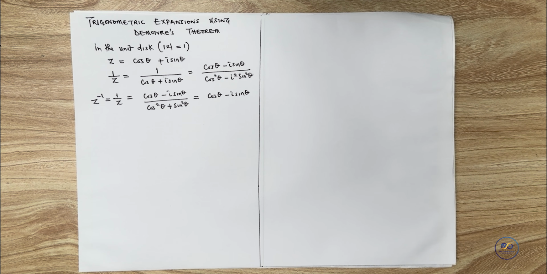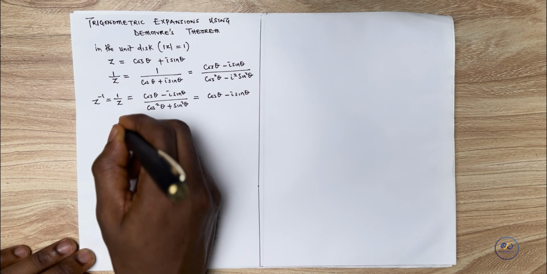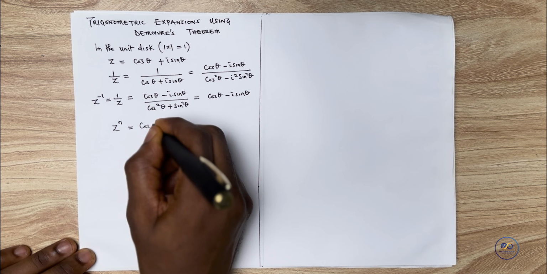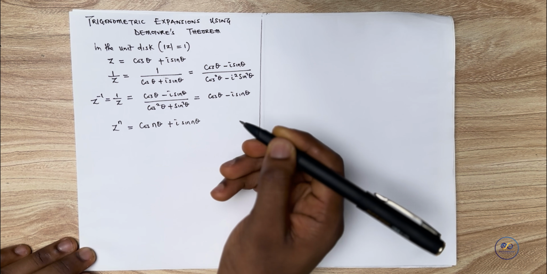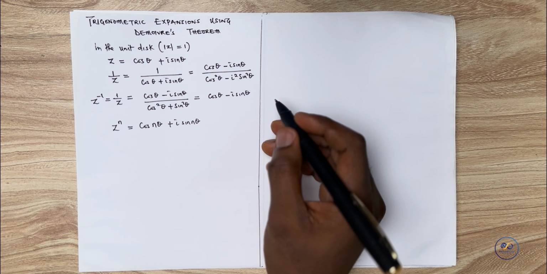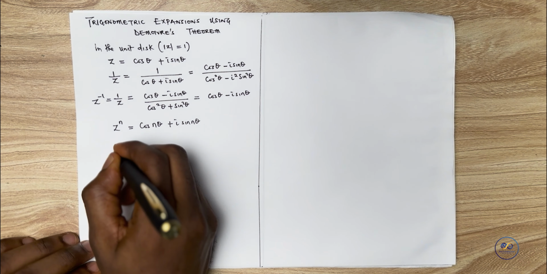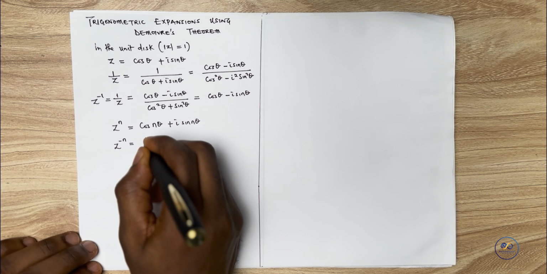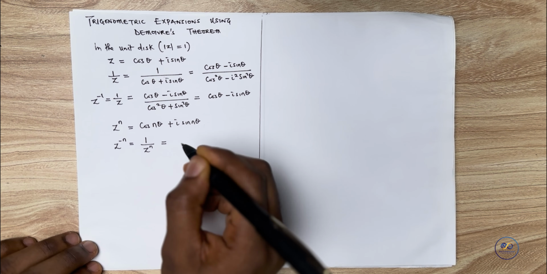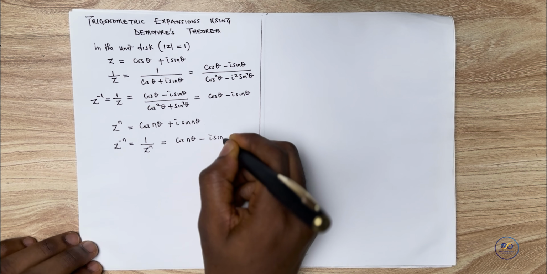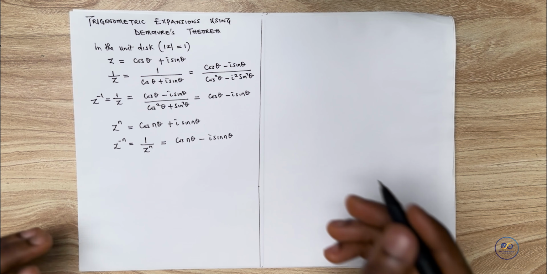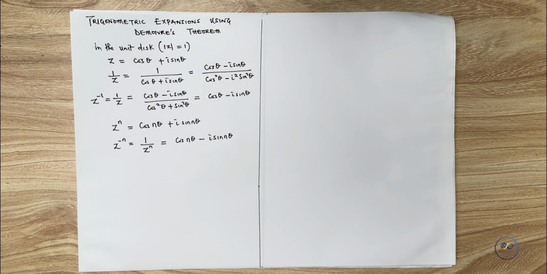In that same vein, we can talk about the nth power of z, z raised to the power n. By De Moivre's theorem, we know that z raised to the power of n, of course still in the unit circle, will be cos nθ plus i sin nθ, such that by this reciprocal that we have just carried out, we would have that z raised to the power of minus n, which is the same thing as 1 divided by z raised to the power n, would of course be equal to cos nθ minus i sin nθ as well. Now we have these representations ready.